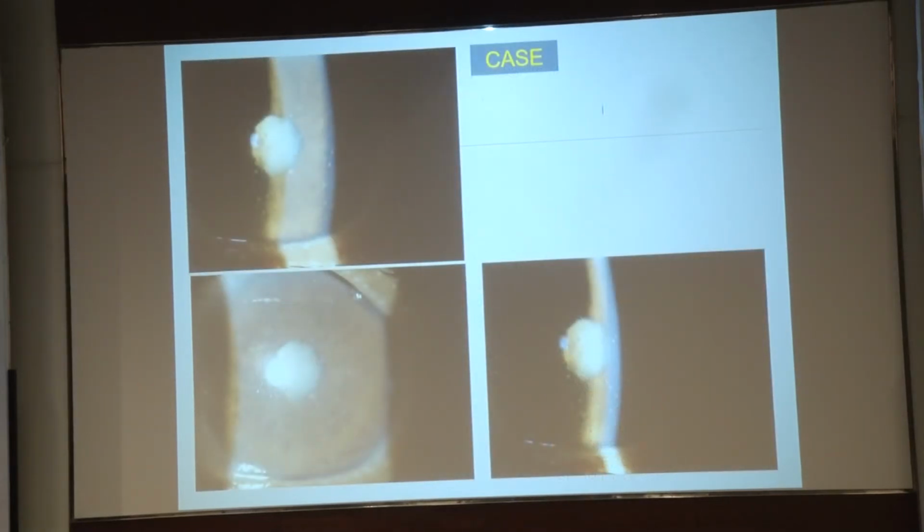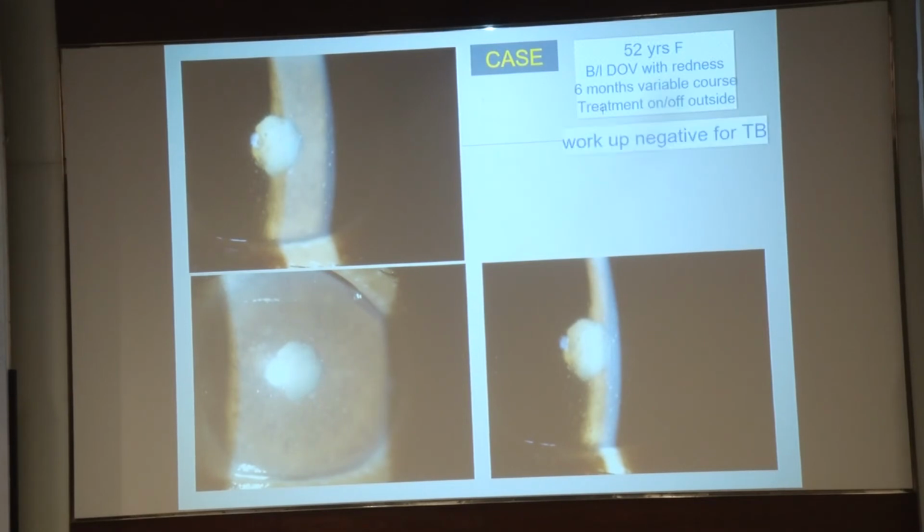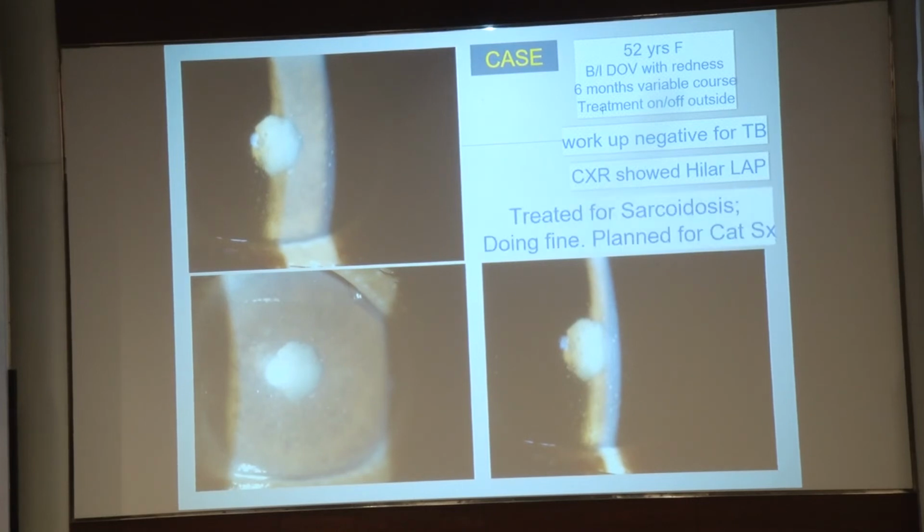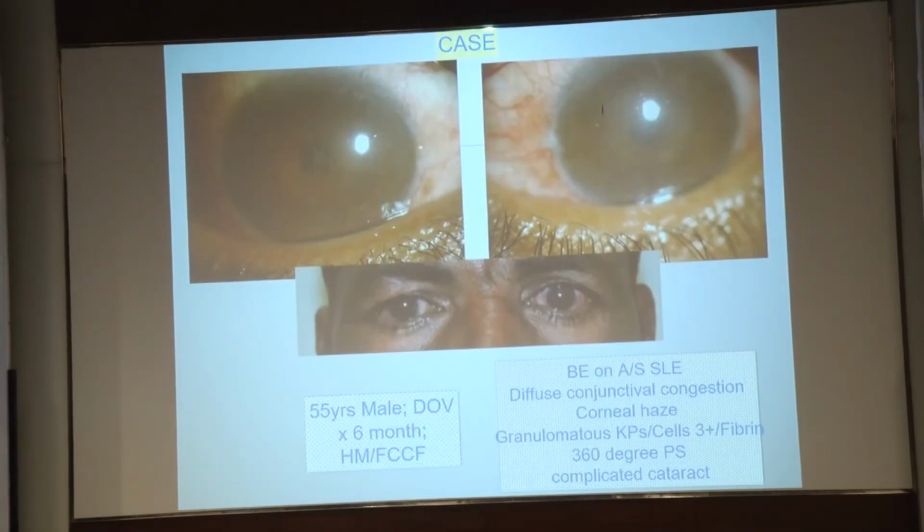This is another case, a middle-aged lady with granulomatous KPs and cataract, and this is actually a case of chronic uveitis with acute exacerbation. The patient was negative for tuberculous workup. Chest X-ray showed hilar lymphadenopathy. The patient was diagnosed as having sarcoidosis, and on treatment is doing fine, planned for cataract surgery. So a simple ruling out of tubercular etiology, a chest X-ray, and the characterization of KPs in this case can help us diagnose and manage this case nicely.